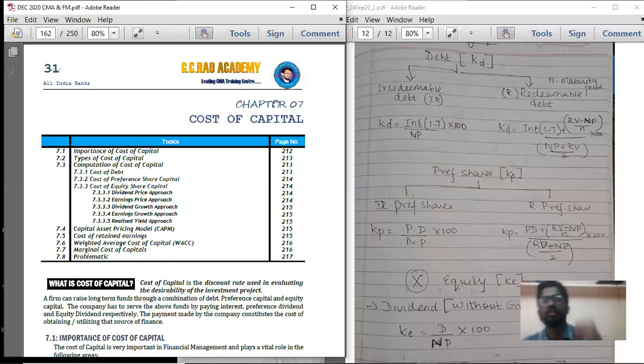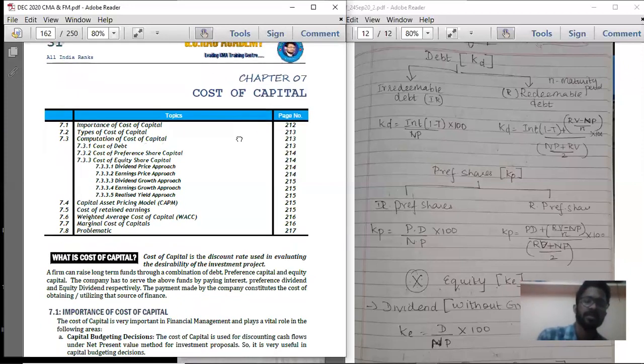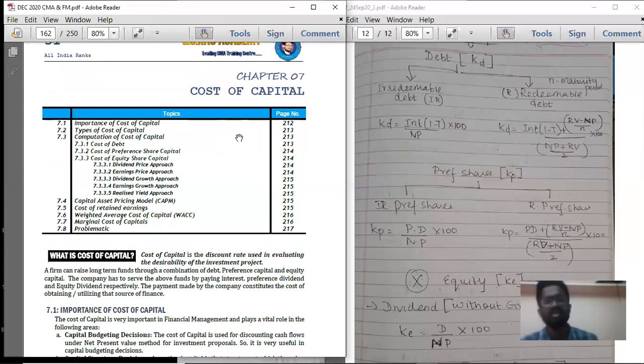So okay, now we'll move on to chapter number 7, that is cost of capital. Still 4 more chapters are left. In that, cost of capital is one chapter. Chapter number 7 is cost of capital. So what is this cost of capital? Cost of capital is nothing but the rate at which you are evaluating the desirability of the investment project.